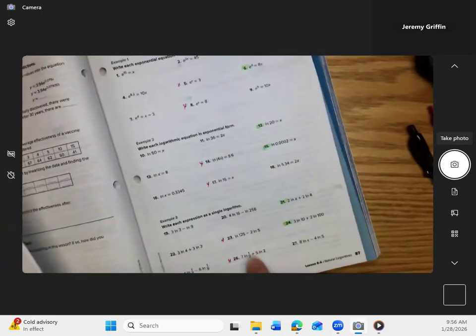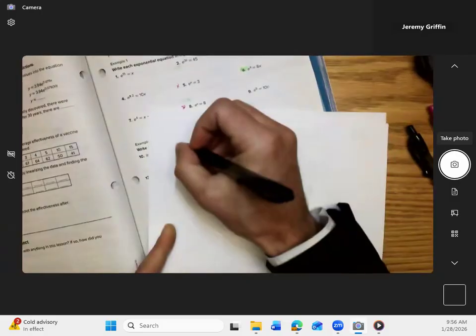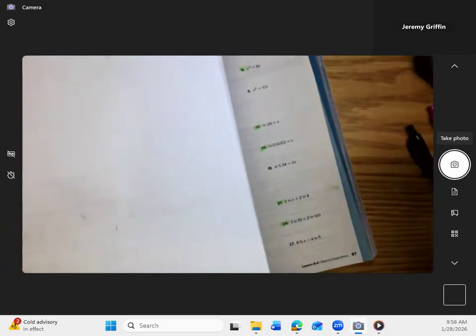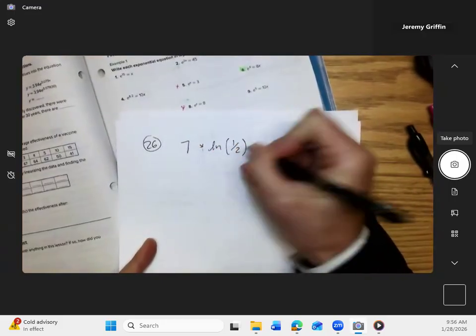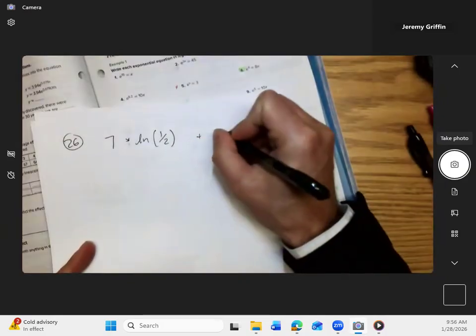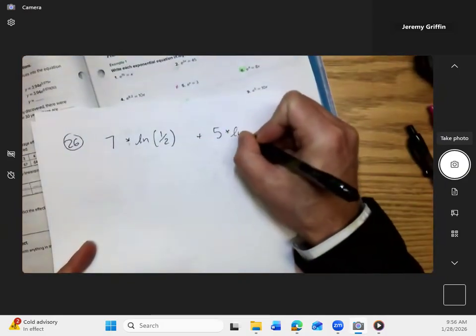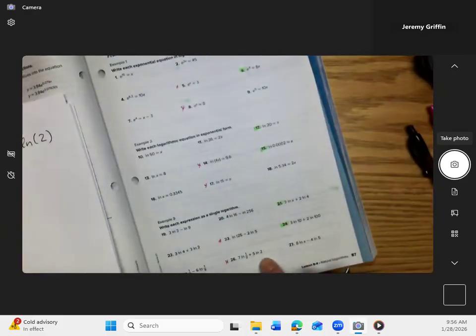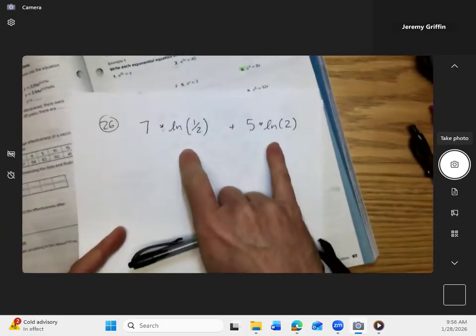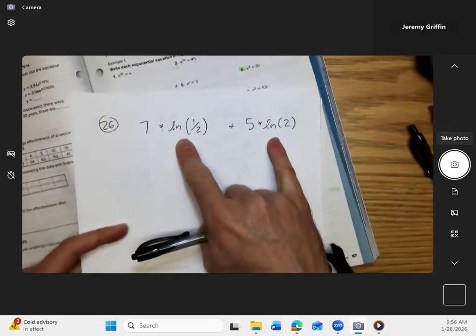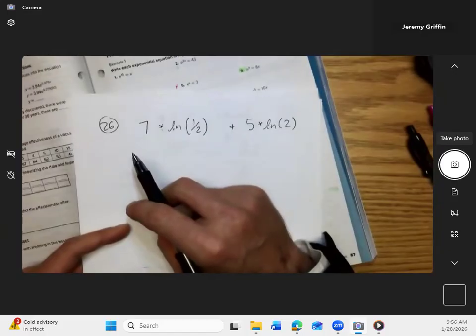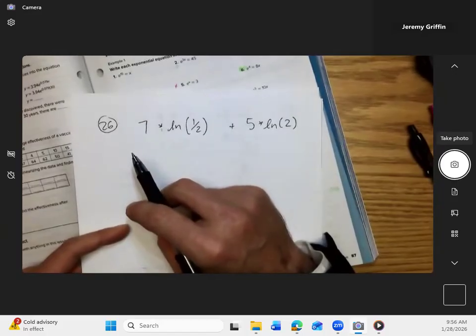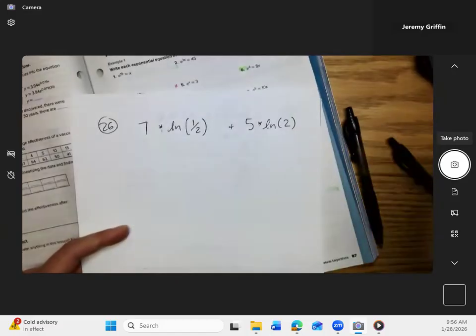All right, 26 down here near the bottom. So we got 7 times natural log of 1/2 plus 5 times natural log of 2. Same thing. Can you shove this into one single logarithm? What are you guys thinking? What should I do first? Make the exponents, the 7 over the 1/2 and the 5 over the 2. Sure. Yeah, I can do that.